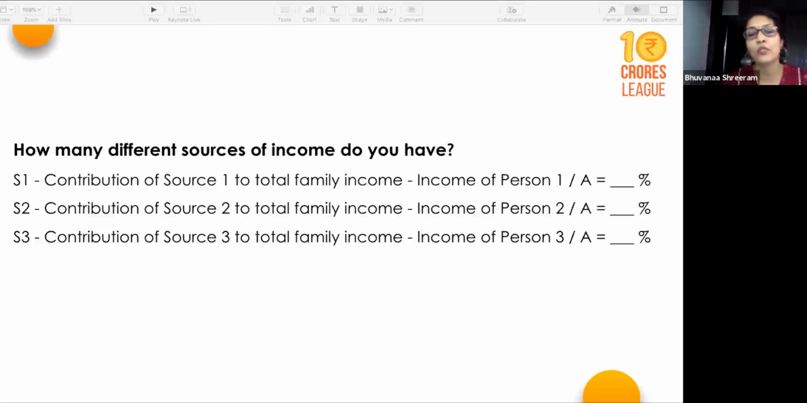Ideally, if you have more than one income source, that's awesome. That's diversification, that's risk management. But if you don't, so be it. Okay?